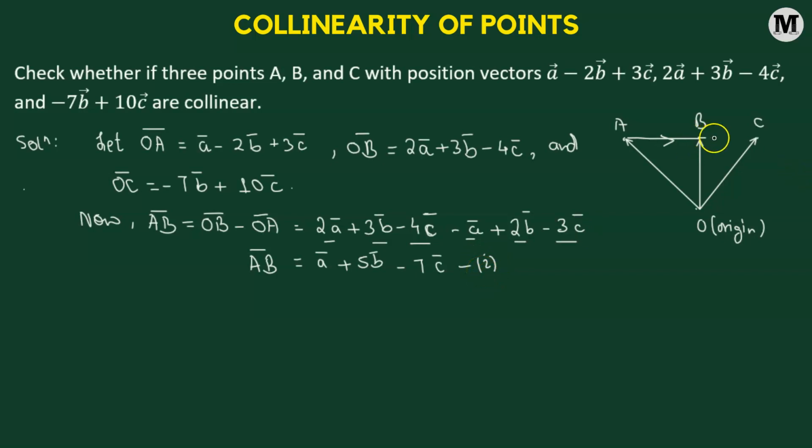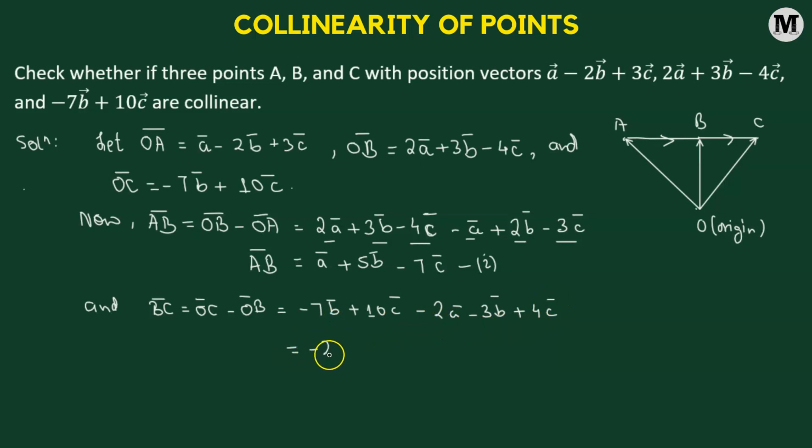Next, what we'll do, we will join B and C with the help of a vector going from B to C. And now we will try to find out the vector BC. So here we have OC vector minus OB vector. OC vector, that's negative 7B vector plus 10C vector. From here, we are going to subtract OB vector. So that's negative 2A vector, negative 3B vector plus 4C vector. Here we have only negative 2A vector.